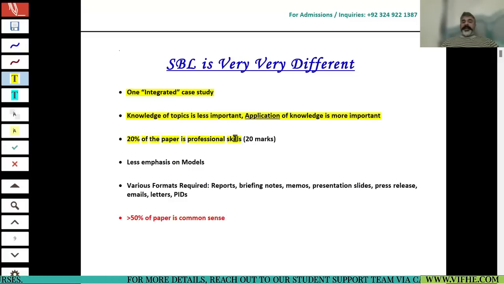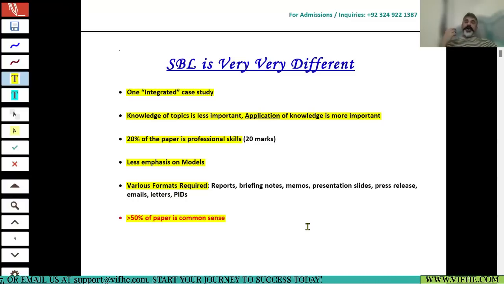20% of the paper is professional skills, less emphasis on models. There are so many formats which you can be asked. And the last one is the killer. More than 50% of the paper is common sense. This is why SBL is very different from other papers.